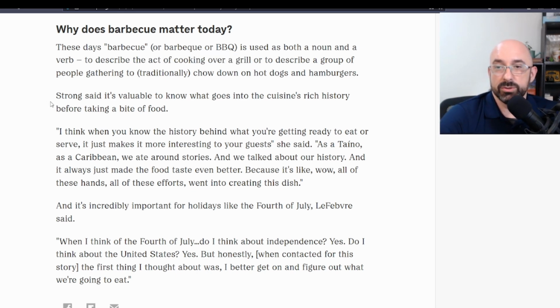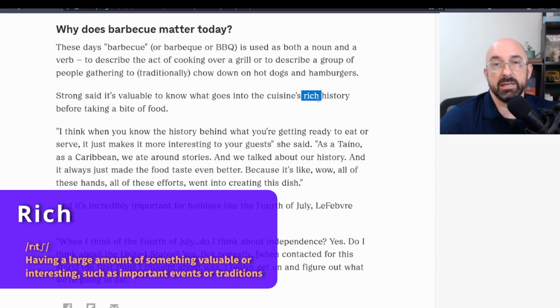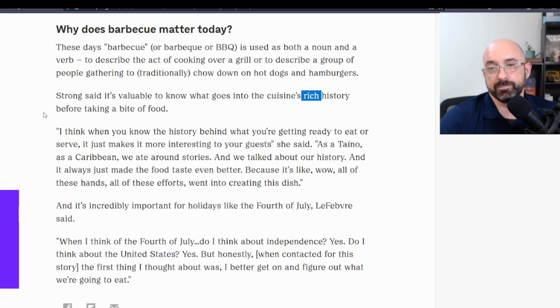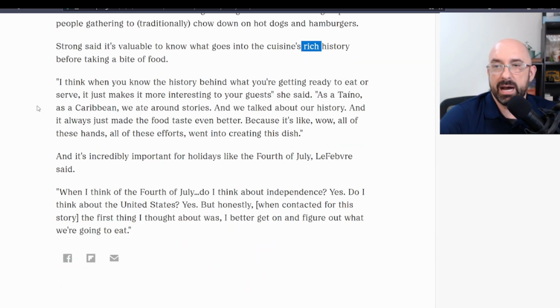Strong said it's valuable to know what goes into the cuisine's rich history before taking a bite of food. Rich being an adjective, meaning full of information. It means it's not boring, it's interesting. There's a lot of information. Rich history before taking a bite of food. "I think when you know the history behind what you're getting ready to eat or serve, it just makes it more interesting to your guests," she says.